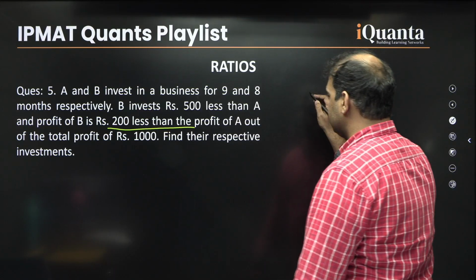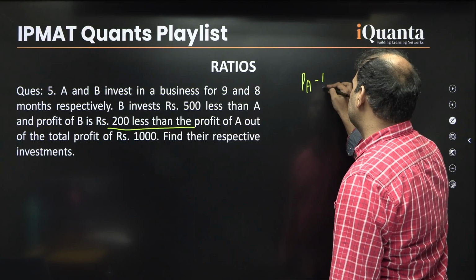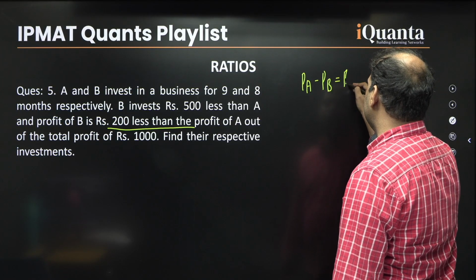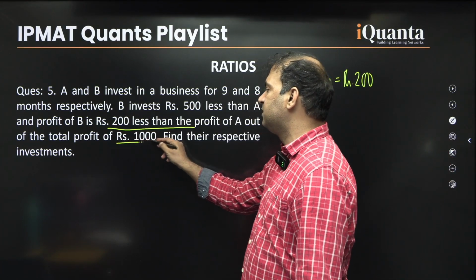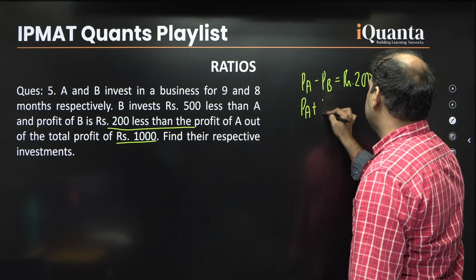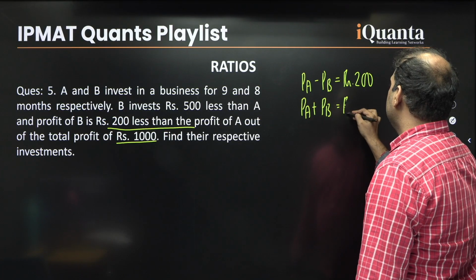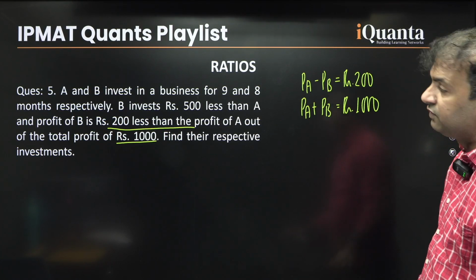Okay, let's write it here. Profit of B is 200 less than A. That means profit of A is 200 more than B, right? ये भी हम बोल सकते हैं, simple. And they are also saying the total profit which they make is 1000 rupees. Okay, that means PA plus PB has to be rupees 1000. All right. Now guys, with the help of these two equations, we can find the values of A and B.